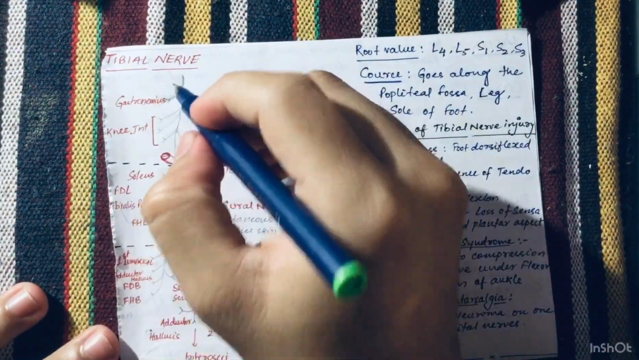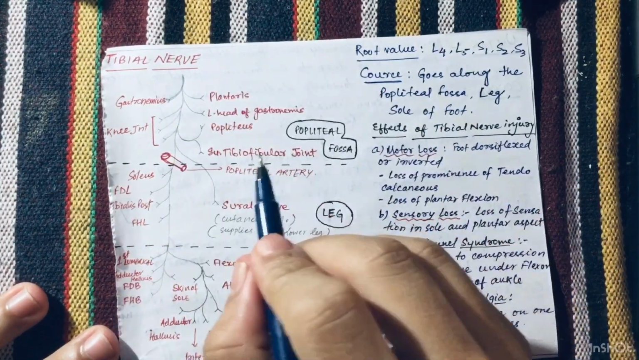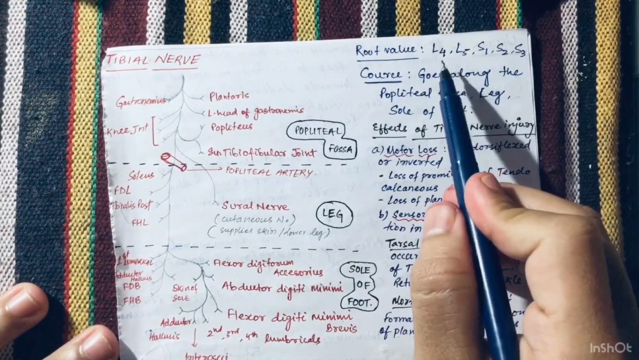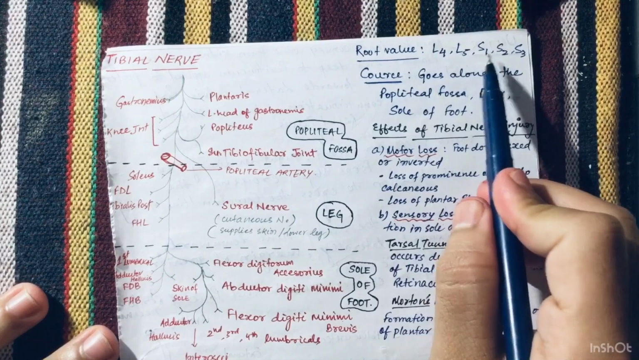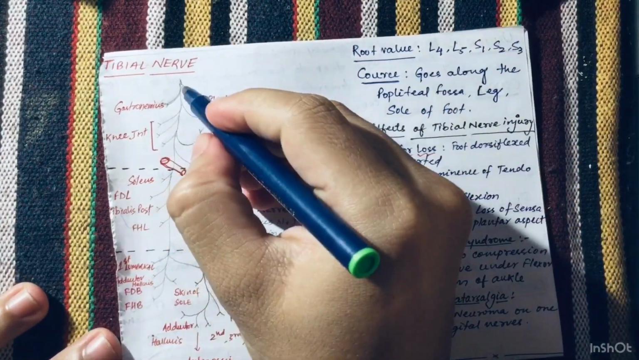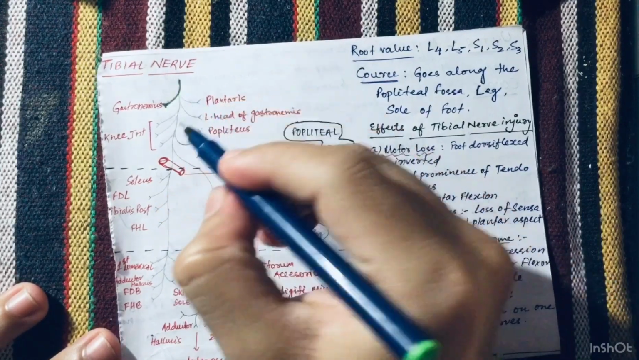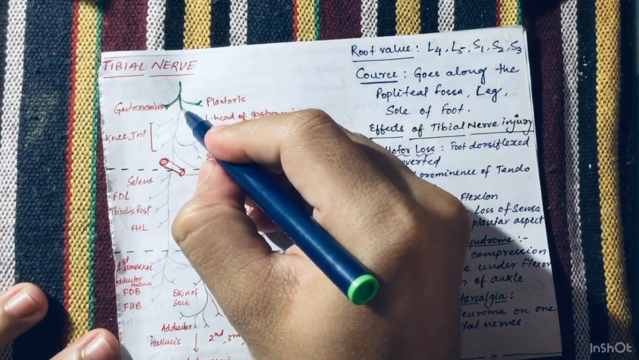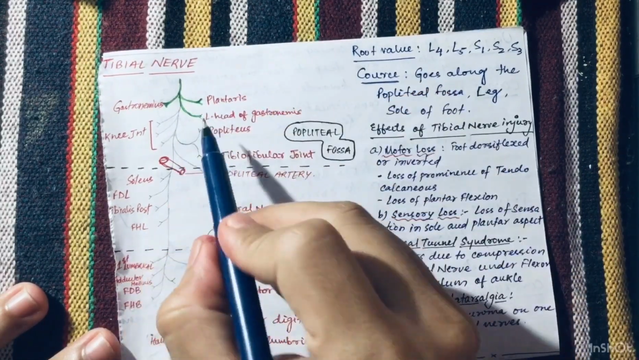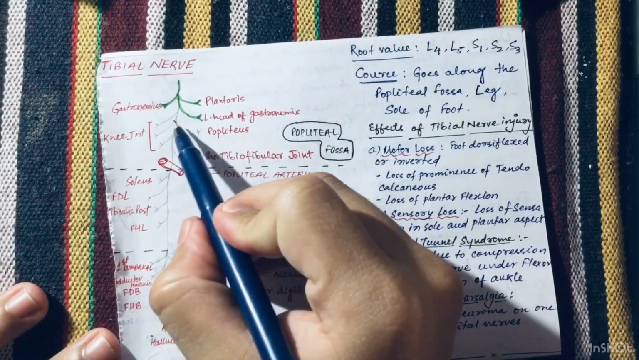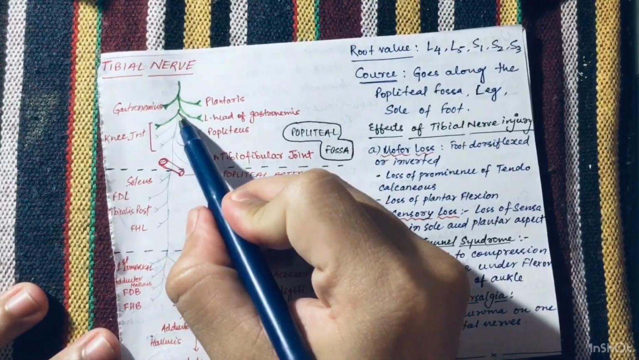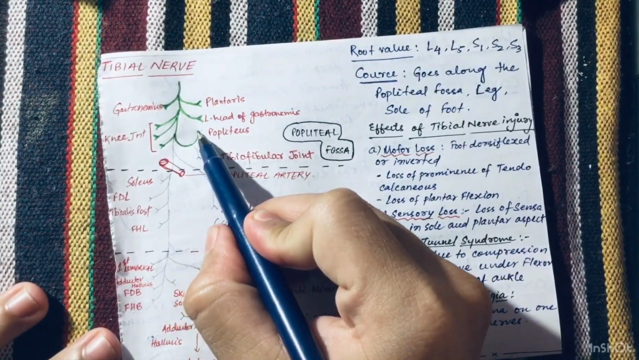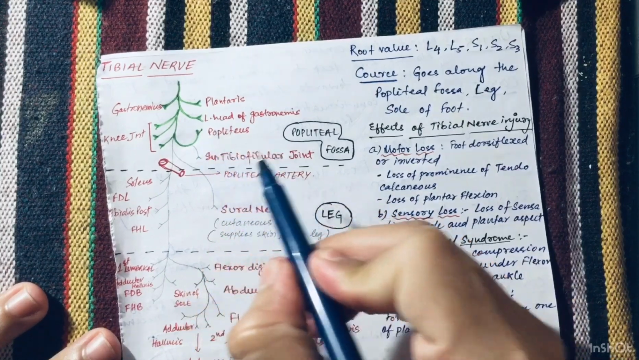It starts from the root value, as you can see here, L4, L5, S1, S2 and S3, lumbar 4 and 5 and sacral S1, S2 and S3. As it starts here, it goes on to supply the gastrocnemius muscle first, then the plantaris. Then as it comes down, it supplies the lateral head of gastrocnemius. Then it supplies all the muscles of the knee joint along with few of the meniscus, right? Then it takes a U-turn and supplies the popliteus also.